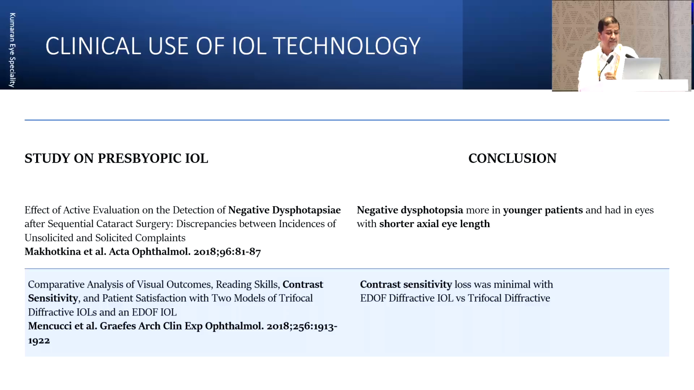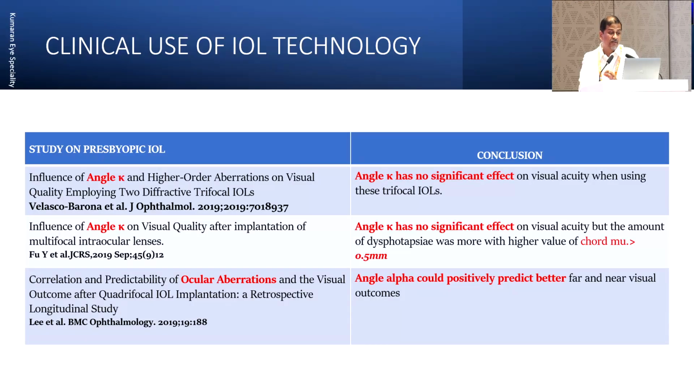Then there's an interesting study which shows that negative dysphotopsia is more in younger patients and shorter axial lengths. So whenever you're going to implant a presbyopic correcting IOL in a younger patient with a shorter axial length, you have to be really careful. You have to have a lot of chat time explaining the pros and cons. Contrast sensitivity loss is definitely there in all these lenses, but it is minimal with EDOF lenses when compared with the trifocal lenses.